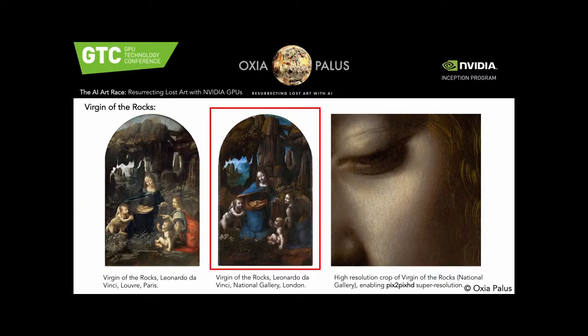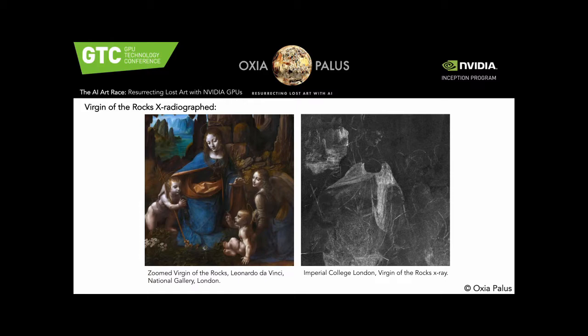So there are two versions of the Virgin of the Rocks. The painting that we're going to focus on is the Virgin of the Rocks in the National Gallery. On the right, you can see a high-resolution crop of the Virgin of the Rocks in the National Gallery. This high-resolution image enables us to do super resolution using the pix2pixHD model.